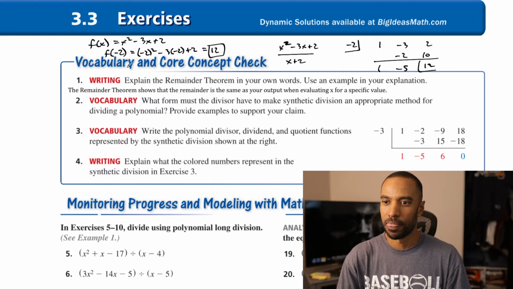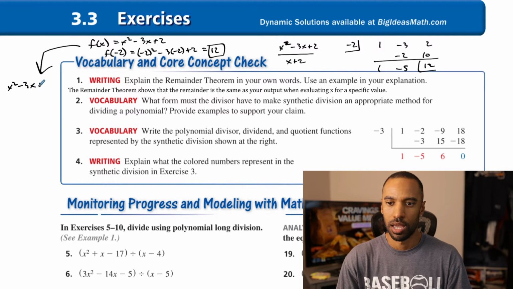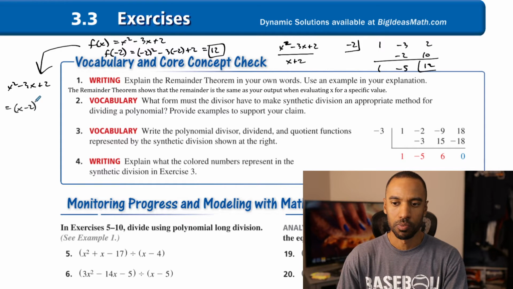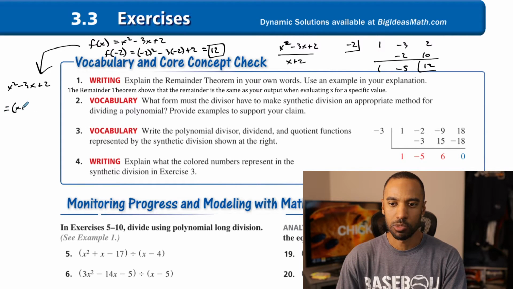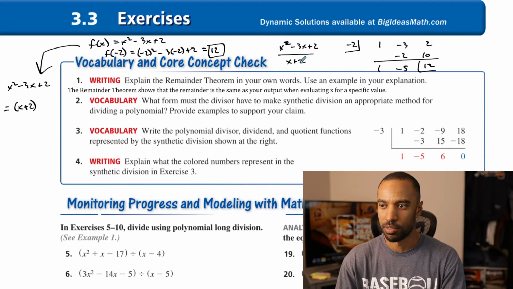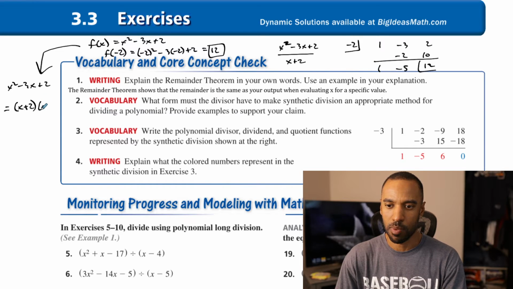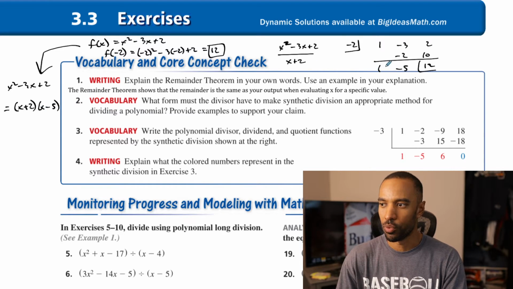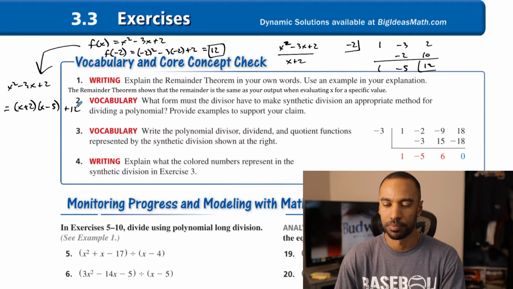That does mean that x squared minus 3x plus 2 equals, oh, I can write that though, x plus 2, this factor, times the new quotient x minus 5, with a remainder of plus 12.